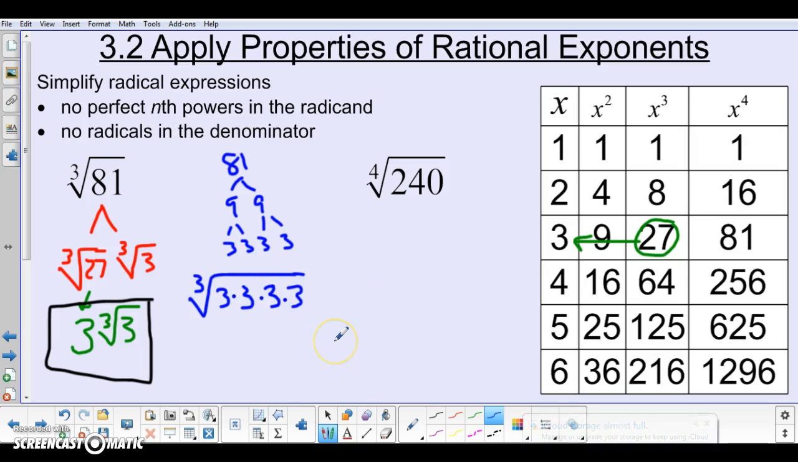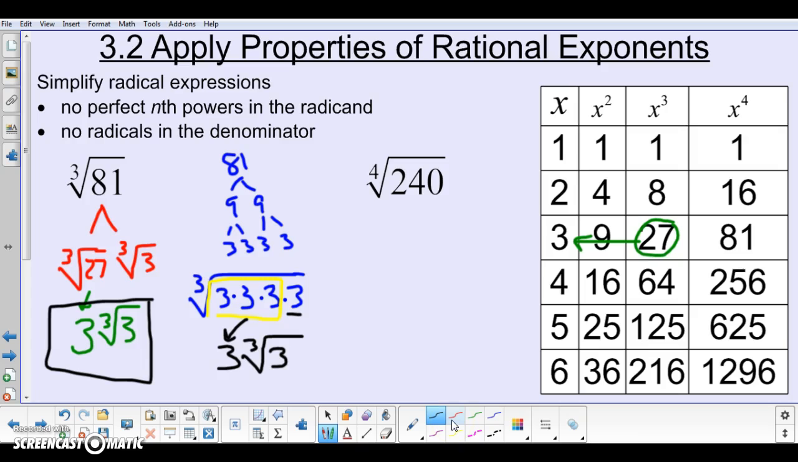Now, if I'm looking for a perfect cube factor, well, a perfect cube would be the product of 3 identical factors. Well, guess what? I've got 1, 2, 3 identical factors right here. Because I have 3 3's multiplied together, the cube root of these 3 3's multiplied together will be 3. So because there are 3 of them inside the radicand, and I'm looking for perfect cubes, I could take a 3 out. I write it outside the radicand. Then I multiply that times the cube root of whatever the leftover is. In this case, there happens to be an extra 3 left over, so I'll write that on the inside. So 3 times the cube root of 3, same thing we got with the first method.